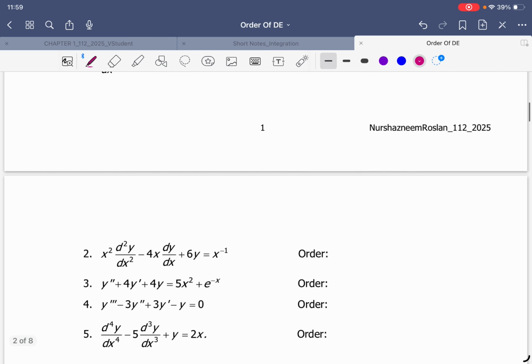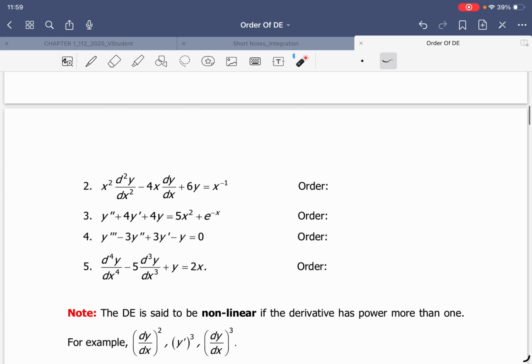For the second example, we have x square d square y over dx square, and here we have dy over dx. So the highest order is d square y over dx square. So this is the second order. In order to determine the order of the differential equation, we refer to the highest order that appears in that equation. For the third example, the highest order is y double prime. So this is also the second order.